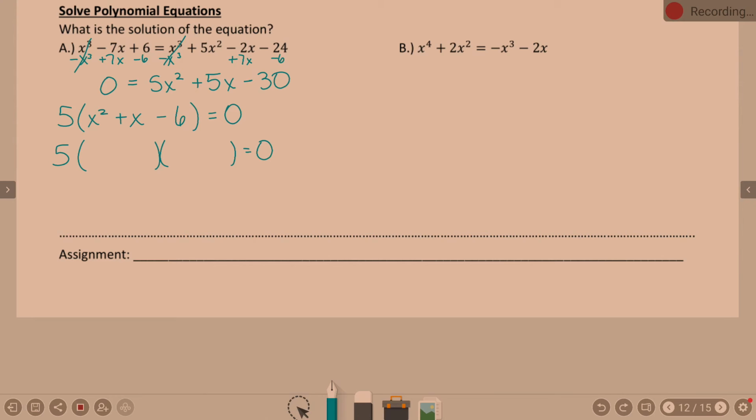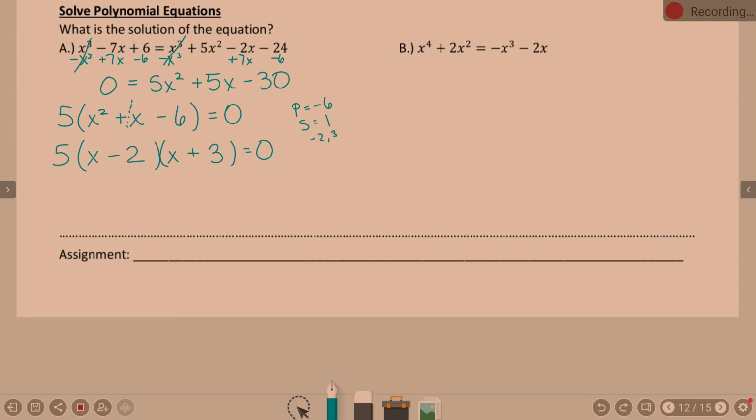x squared breaks into x and x. You need a negative 2 and a positive 3. Does that make sense? Negative 2, positive 3, because we need a product of negative 6 and a sum of 1. So 2 and 3 will accomplish that if the 2 is negative. That's my answer. Are we done?